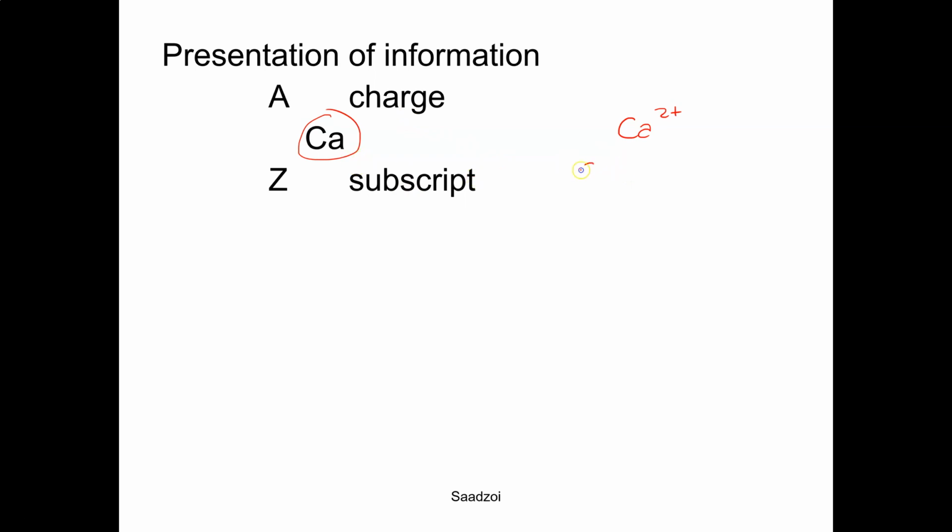Subscript is how many. So, for example, let's say I go calcium phosphate. We have a subscript next to the element. That tells you how many. So that's what the subscript represents.